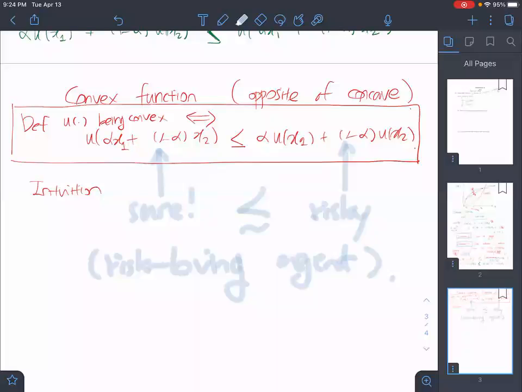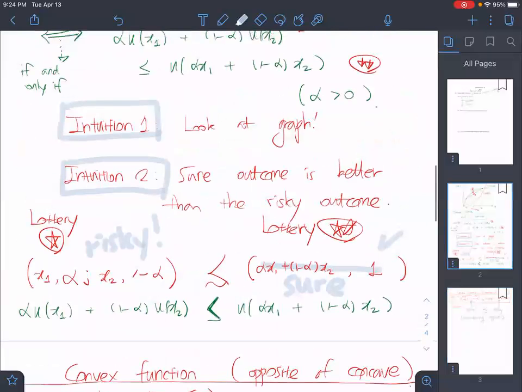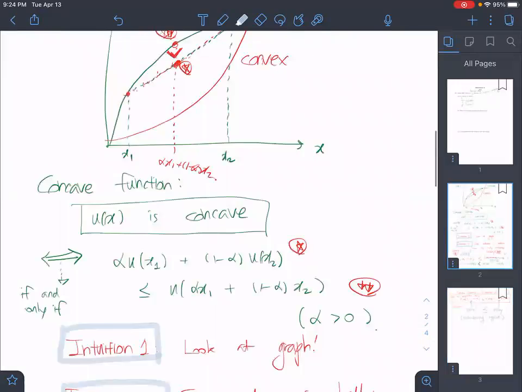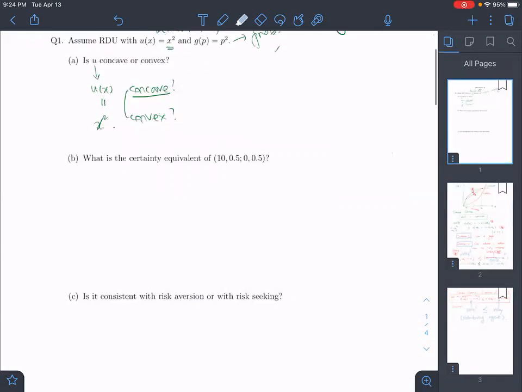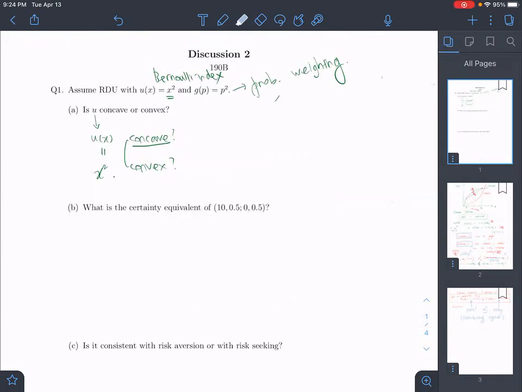But this risk-loving and risk-averseness makes sense under the expected utility framework. We will see that this kind of intuition doesn't work with rank-dependent utility. So we should be careful. This question is about that concept. Okay, so you'll see soon. So is u concave or convex? Yes, a convex function.